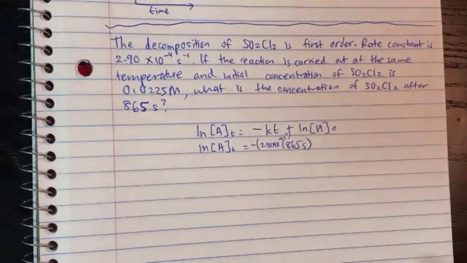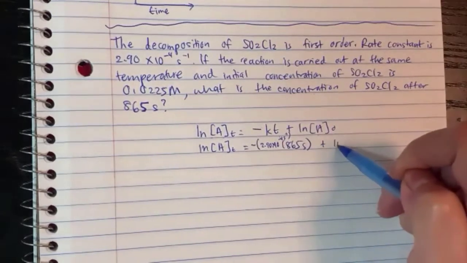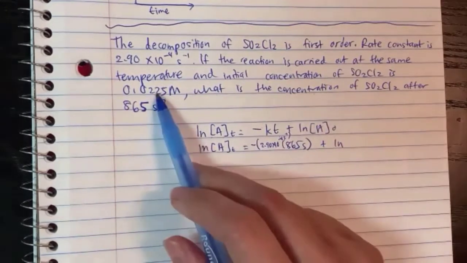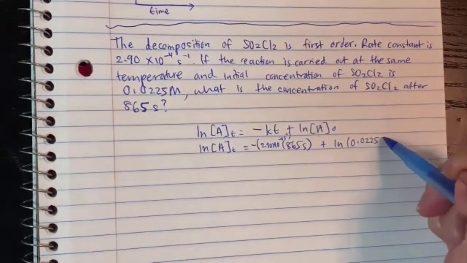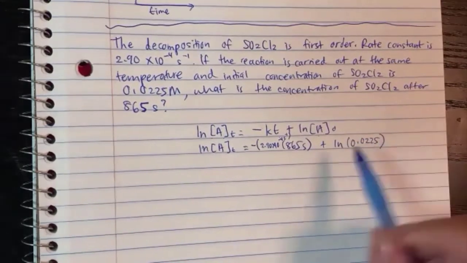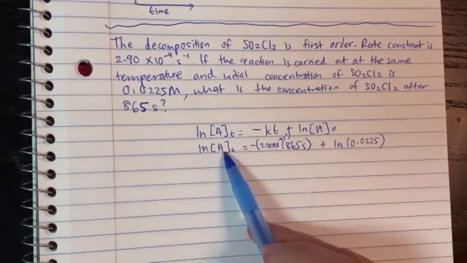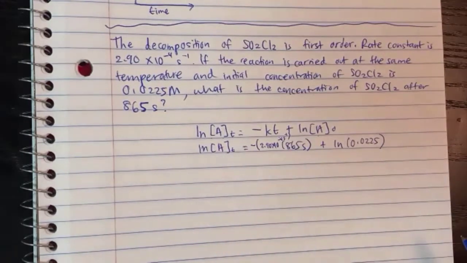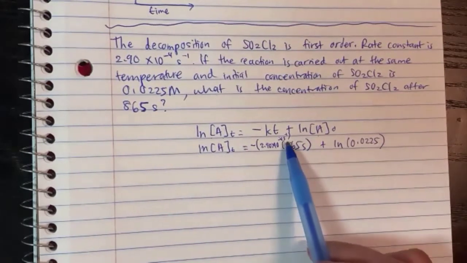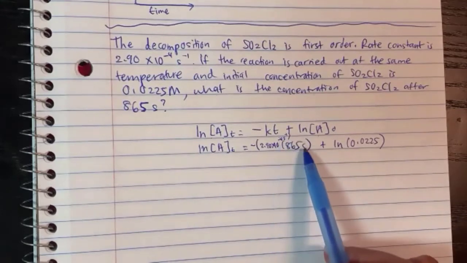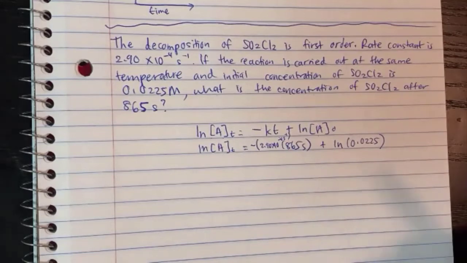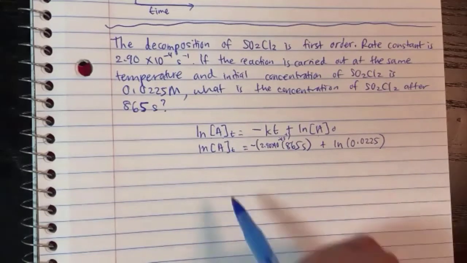Hopefully you have more space than I did. Plus ln A naught, and A naught was this, so I'm just going to put that in, 0.0225. That's in molarity, so just know that when you calculate your A here, it will be in units of molarity as well. Seconds and seconds, that's good. That way per seconds times seconds, it cancels off. You don't want to do a minute and a second, multiply them together, then you'll be in trouble.